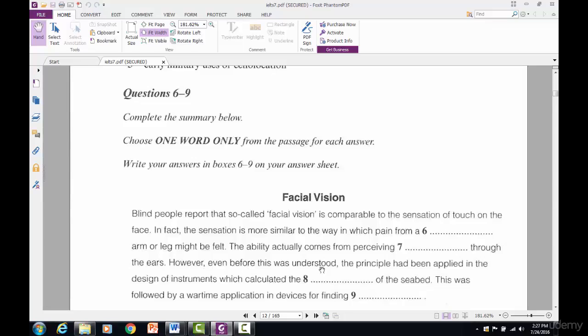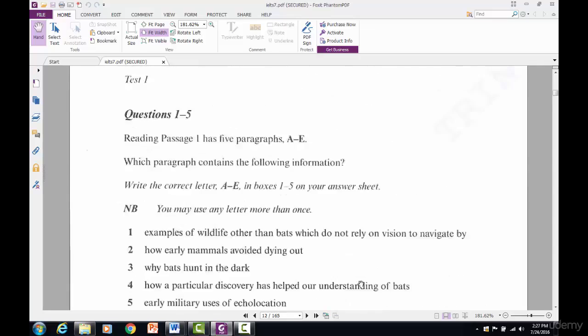However, even before this was understood, the principle had been applied in the design of instruments which calculated the blank of the seabed. Right? I'm looking for something about instruments, and the keywords that come right before the blank line for number 8 are calculated and seabed.